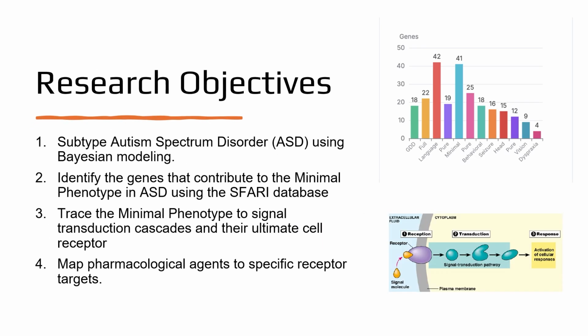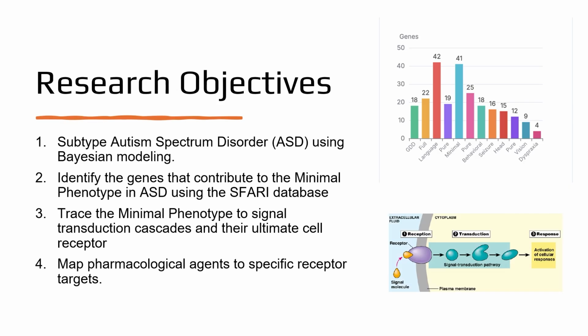My research focuses on 4 primary objectives. First, dividing ASD into subtypes using Bayesian modeling. Second, identifying specific genes that contribute to the minimal phenotype using the Safari database. Third, tracing these genes through signal transduction cascades to their specific cell receptors. And finally, mapping pharmaceutical agents to specific target receptors.